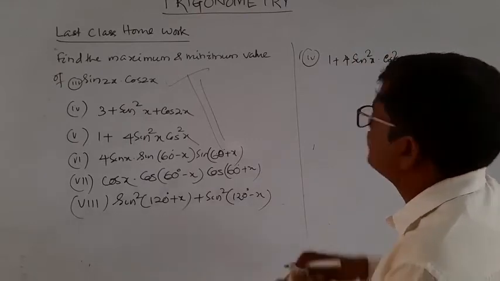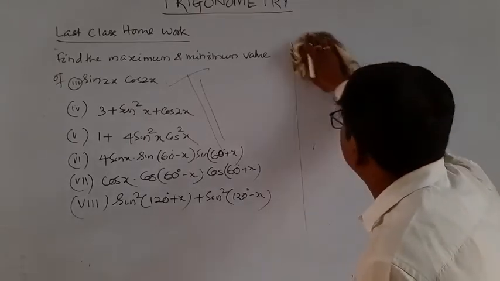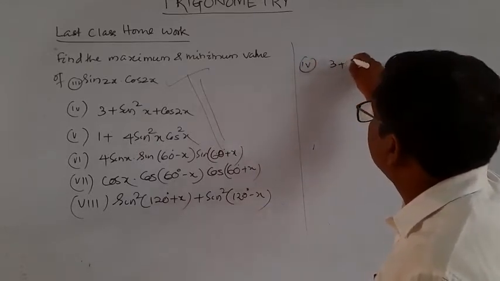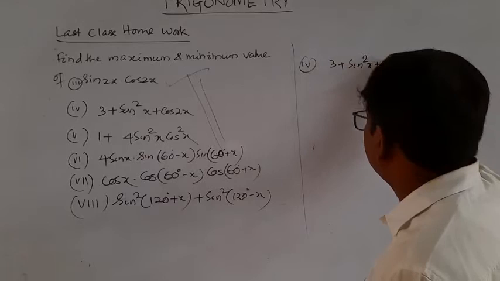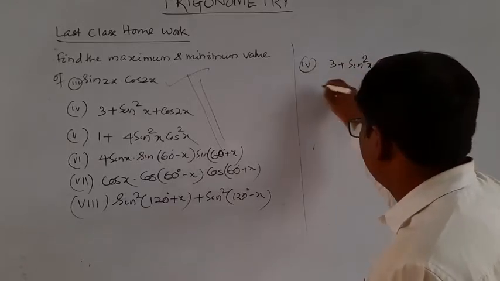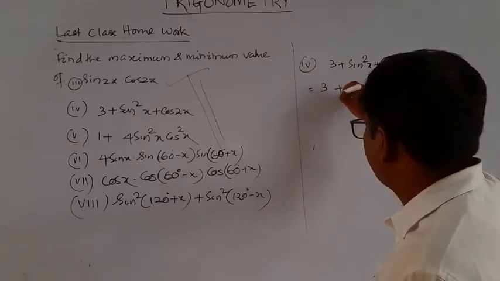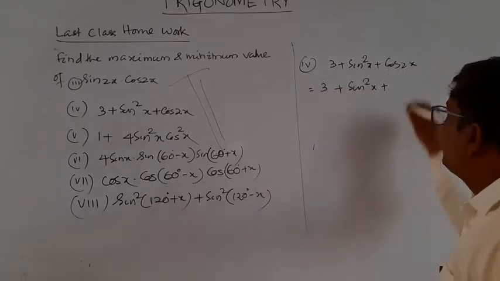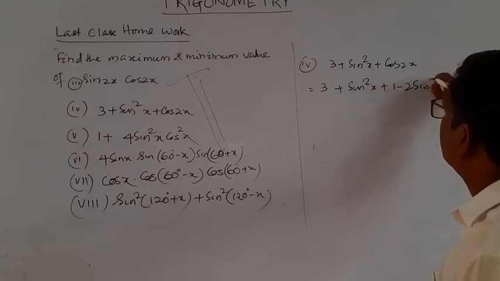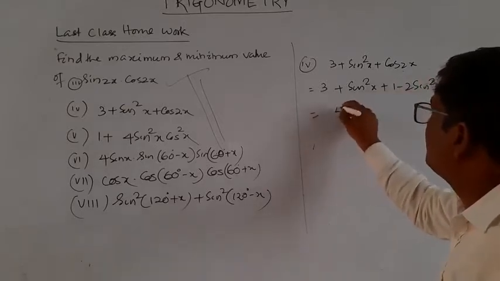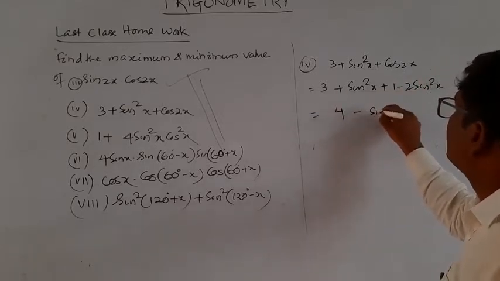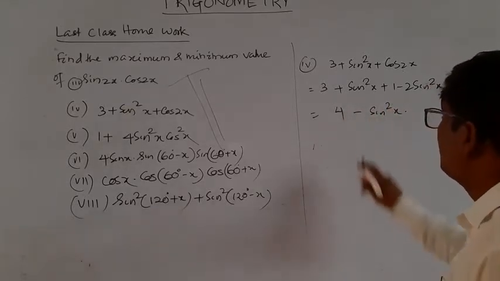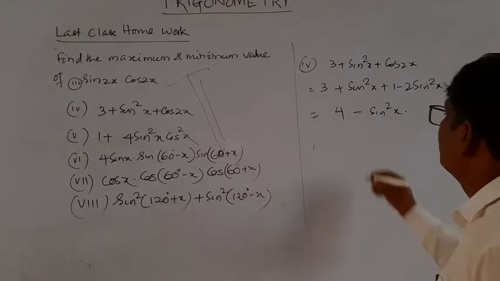That is not question number 5, it is the fifth question. Then fourth bit is 3 plus sin square x plus cos 2x. We know cos 2x is equal to 1 minus 2 sin square x. So 3 plus 1, that is 4 minus sin square x.